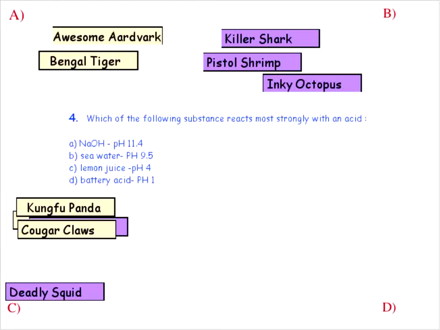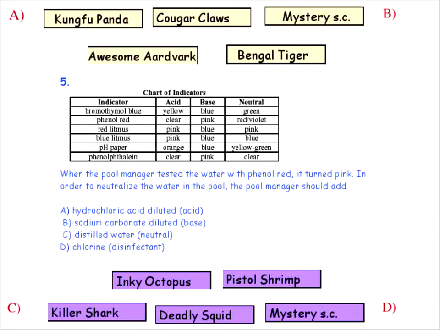Okay, so guys, the reason why sodium hydroxide, remember that's a really common base, right? The reason why sodium hydroxide reacts really well with an acid, remember we said the stronger the base, the more it reacts with an acid, and the stronger the base, the closer it is to 14. So that's why this one's going to react the most strongly with an acid. Okay? So we shall move on.